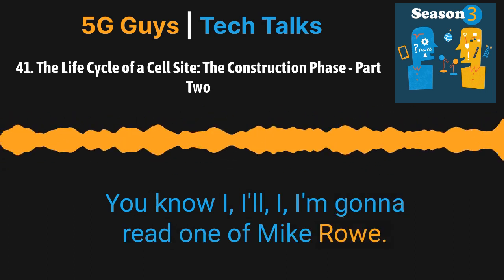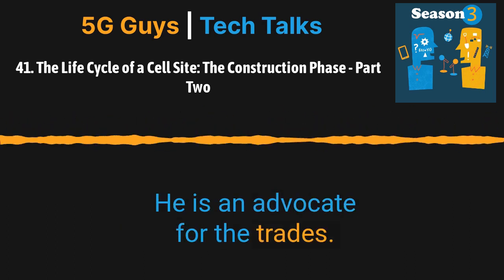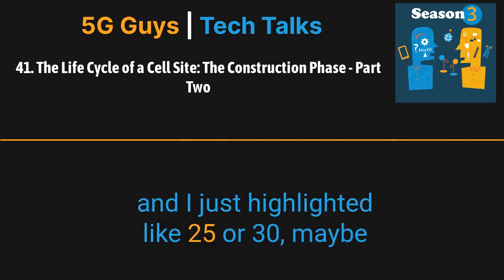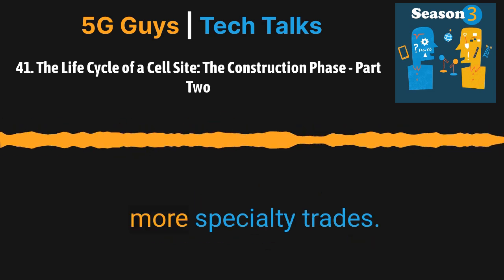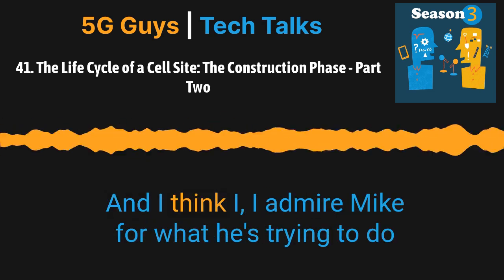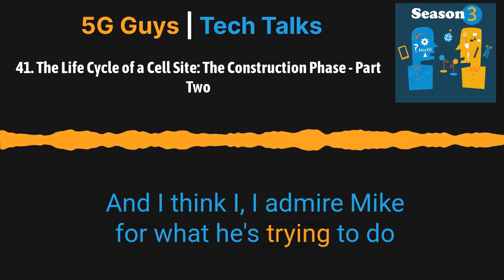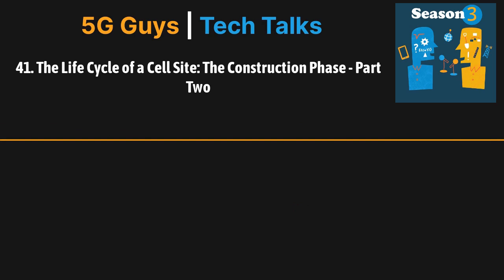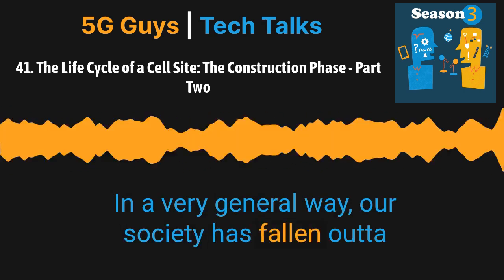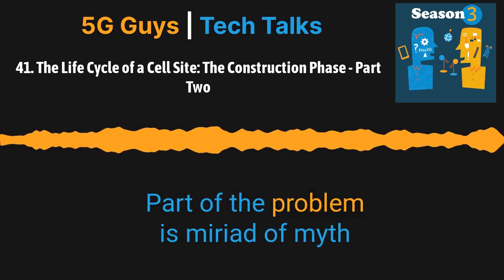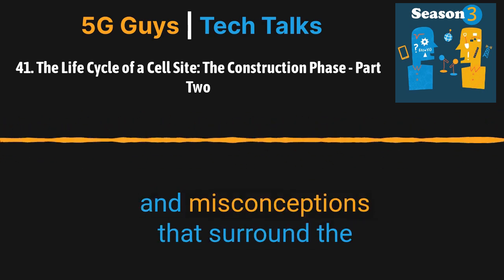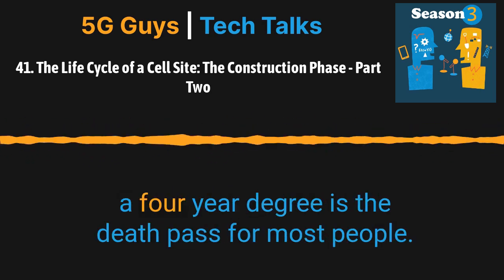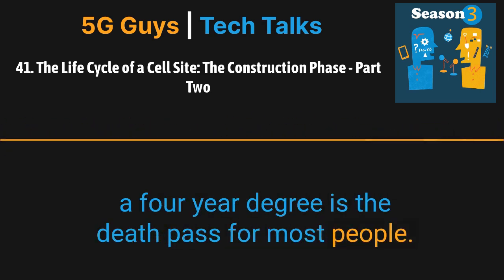I'm going to read one from Mike Rowe. He is an advocate for the trades and for learning what the trades are. You and I just highlighted like 25 or 30, maybe more, specialty trades. I admire Mike for what he's trying to do in bringing the trades in. It gives a sense of accomplishment. But here's one of his quotes: "In a very general way, our society has fallen out of love with the skilled trades. Part of the problem is a myriad of myths and misconceptions that surround the jobs themselves. But the biggest cause is our stubborn belief that a 4-year degree is the best path for most people."